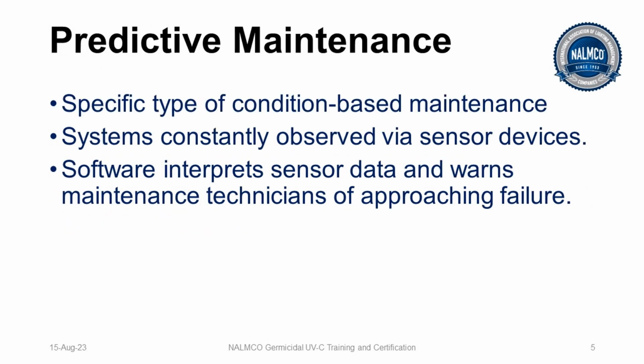Predictive maintenance is a specific type of condition-based maintenance. Systems are constantly observed with various IoT or sensor devices. Software interprets the sensor data and warns maintenance technicians of approaching failure. It could be they're identifying a reduction in output of a UVC luminaire. It could be a temperature-related issue. There are many different issues that can be monitored, in essence predicting when maintenance should be performed.